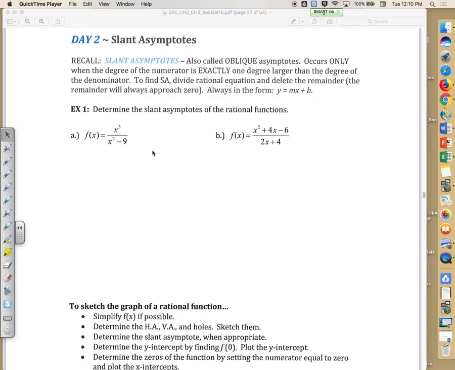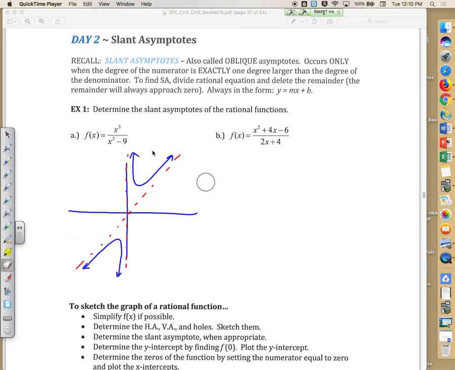A slant asymptote, when we look at the graph, will look something like this. It'll be just a slanted line, and maybe a vertical line, and your graph will usually fall in between these kind of regions here. It gets close to the asymptotes without crossing. So that's just one example of a slant asymptote, and that's basically the shape of the graphs that we're going to end up looking at.